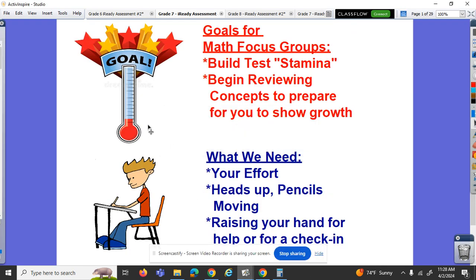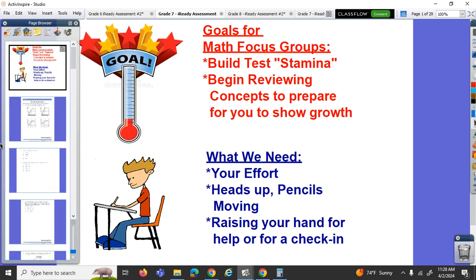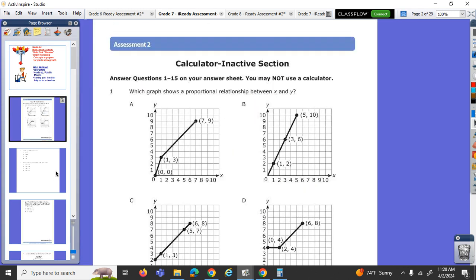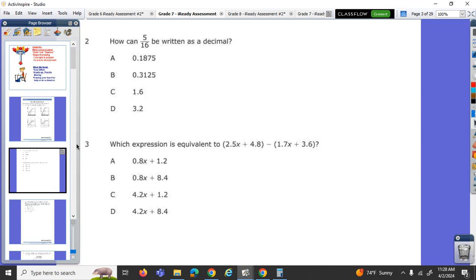Our EOG will be here before we know it, so let's give our energy to our work this morning and try to get through number 1 through 15. So our goal is to accomplish the calculator inactive section today in our new yellow packets. I want you to try one on your own or with teacher help if needed, but I do want to support you on number 2 and a little bit with 3. So go ahead and flip to that one to get us started this morning.